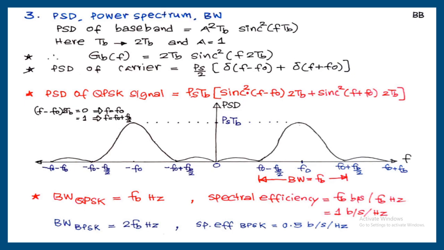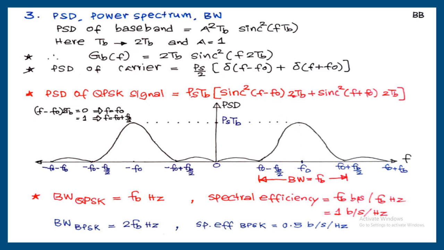Now previously we studied how to draw the spectrum. First do the substitution: the entire term is equal to 0. (f minus f naught) 2TB is equal to 0. I am showing the result here. Then f minus f naught is equal to 0 and f is equal to f naught. That is why at f equal to f naught, we will get the center point of the main lobe. We are able to get the center point of the main lobe after this substitution.